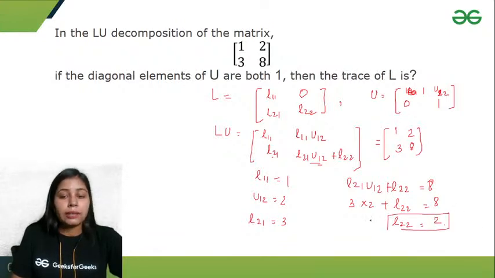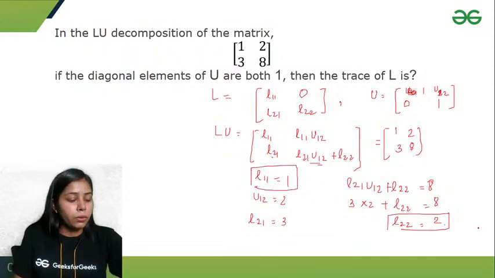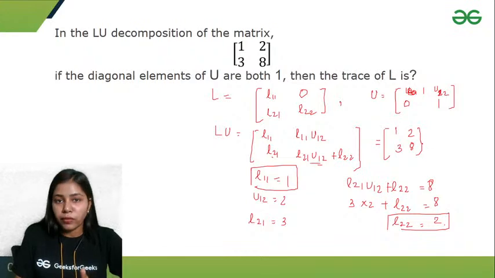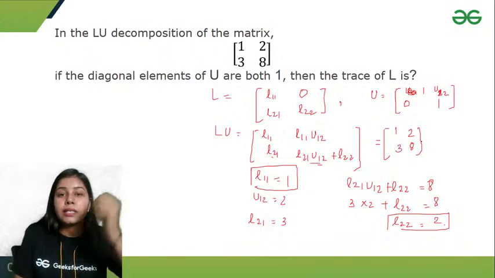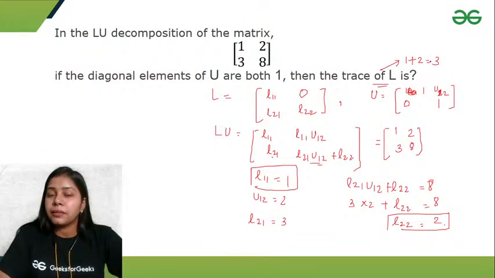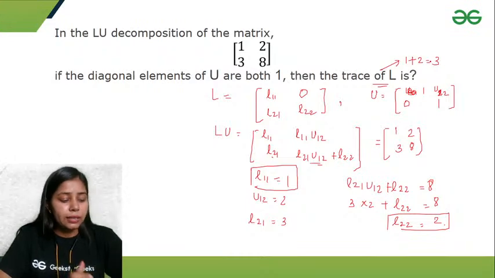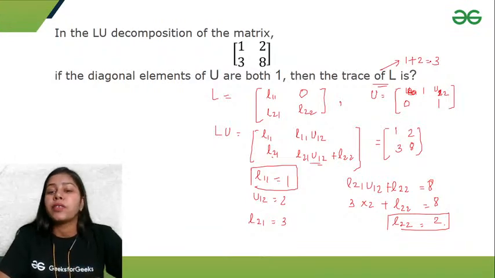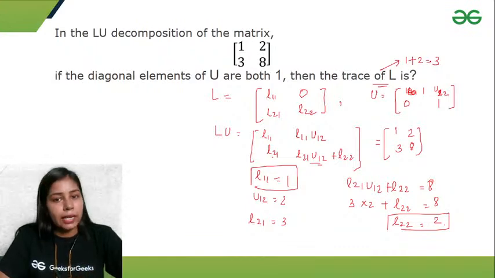So I can check that L11 is equal to 1, L22 is equal to 2. Trace is the sum of diagonal entries, right? What is the trace here? Trace is the sum of diagonal entries. So here we will get 1 plus 2, which is 3, right? Is it clear? It is basically similar to the previous one. What we have done in the previous question, it is exactly similar.